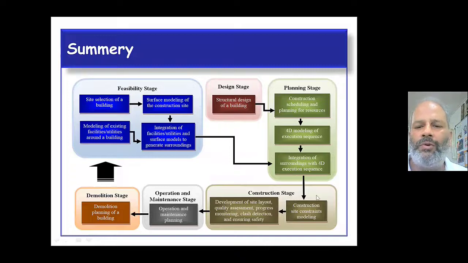Once that virtual part is over, construction starts. During construction, GIS can be used for site layout planning, material layout, progress monitoring, real-time information, clash detection, and ensuring safety. Once construction is over, GIS use has also been explored for operation and maintenance planning, and finally in the demolition planning.